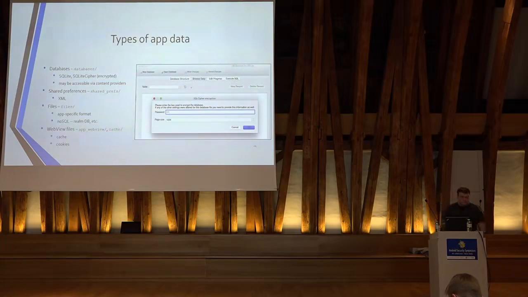Shared preferences, again, are XML files with different settings. By default, they are not encrypted. Some applications might use encryption. There's a number of libraries that let you obfuscate shared preferences. Files, different app-specific formats, usually under the files directory. Lately, NoSQL databases for Android have been becoming popular. So if you're using something like RealmDB or similar, the database files would usually be under the files directory.